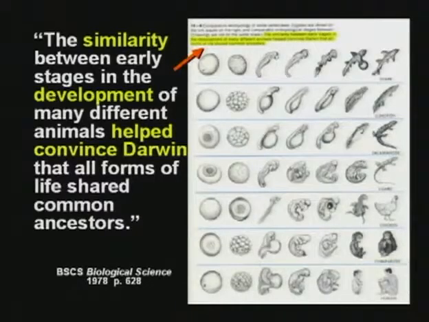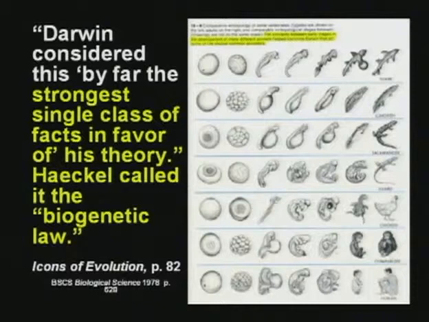Okay, I'm ready. This textbook says the similarity between early stages of development of many different animals helped convince Darwin that all forms of life shared common ancestors. Darwin considered this the strongest class of facts in favor of his theory. This was the best evidence Darwin knew of for his theory. The guy who made up this dumb idea is named Ernst Haeckel.